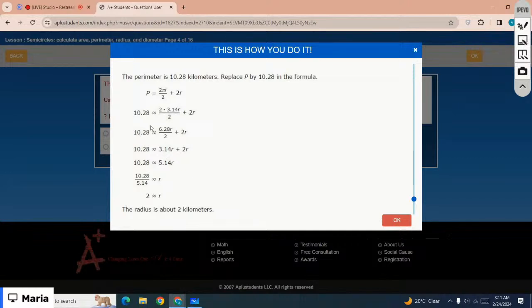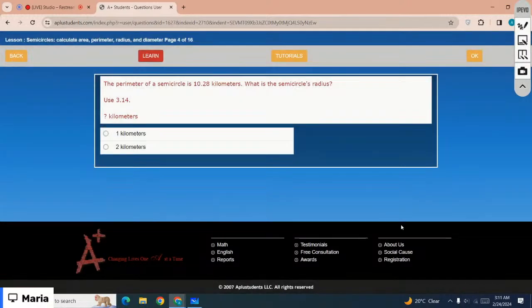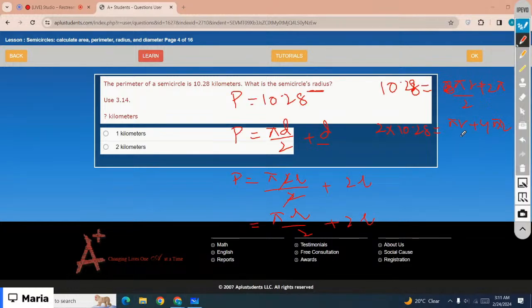I haven't replaced pi with 3.14, right? That's why I got confused. So that is 2 times 3.14 times r over 2, that is 6.28. When you divide it by 2, that is 3.14 r plus 2r, that is 5.14 r. When you divide by 5.14 on the other side, r equals 2, right? I'm doing the same thing, I just hadn't replaced this r with pi. If you replace it, you will get the correct option. The correct option is 2 kilometers.